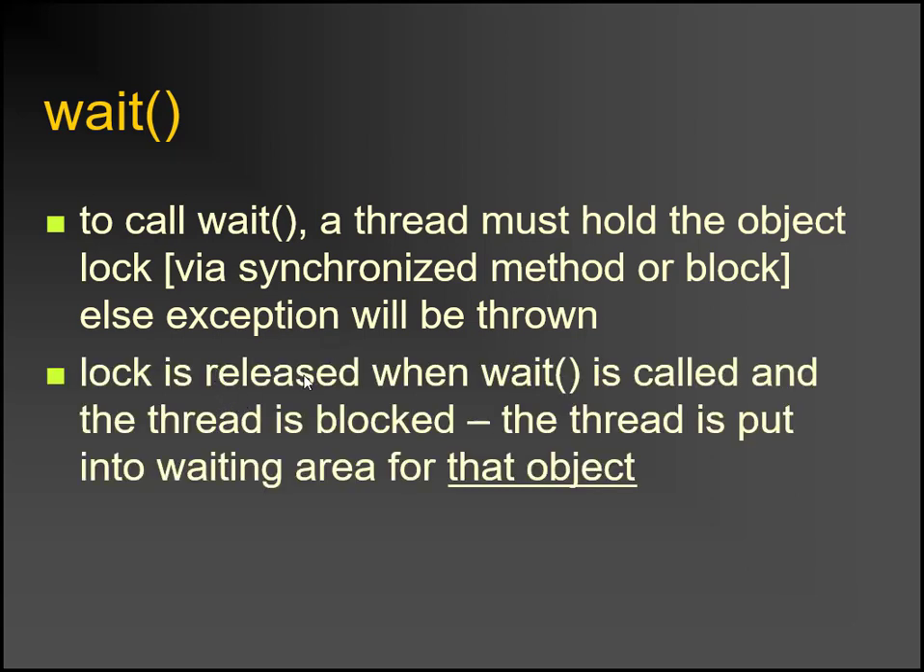The lock is released when wait is called. So this is a little tricky. The thread has got to own the lock, but once the thread calls wait, it's thrown into the waiting area, and the thread is blocked, but the lock is then available for another thread to come and get. That's kind of the tricky aspect of this.